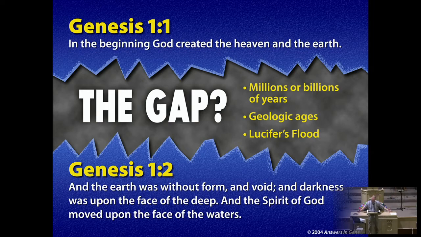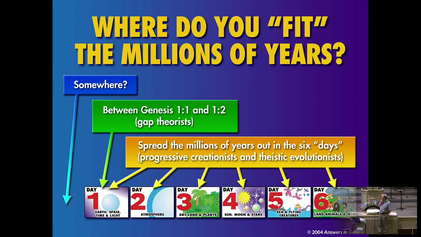Of course, it doesn't fit there. But where do you fit all this stuff? Where do you fit the millions of years? Between Genesis 1:1 and 1:2, or do you spread it out over the 6 days? That's progressive creationists, theistic evolutionists, and day-age theory people. The Bible doesn't allow for it. Well, where do you put it? Somewhere. You reinterpret the words to mean what you want them to say.